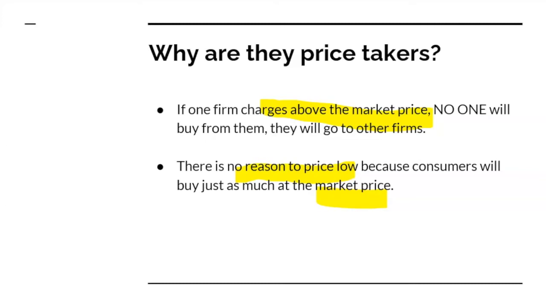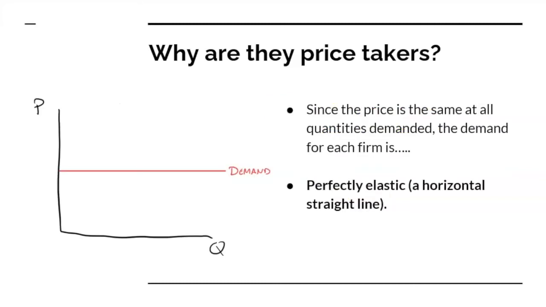There's no incentive to price lower because they're losing out on revenue because consumers are willing to pay more for their product. And so that is the reason why firms in perfect competition are all price takers. And since the price is the same at all quantities demanded, in other words, the price for one product is $5, the second is $5, the third is $5, the fourth is $5, the demand curve for each firm is perfectly elastic, meaning it's a horizontal straight line.